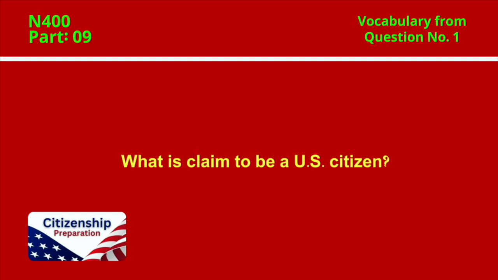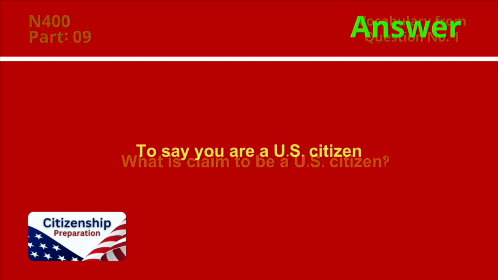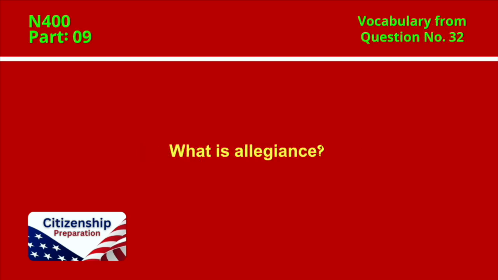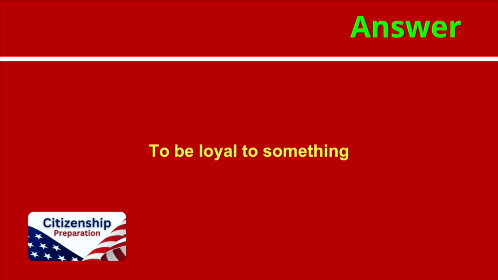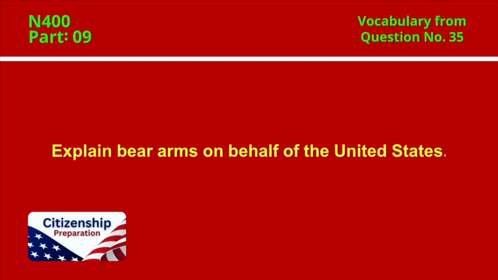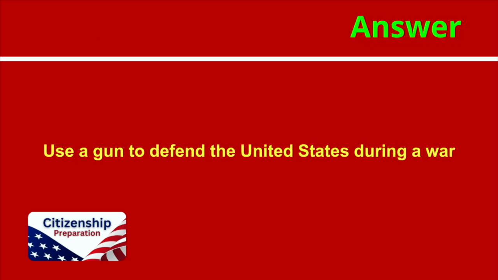What is claimed to be a U.S. citizen? To say you are a U.S. citizen. What is allegiance? To be loyal to something. Explain, bear arms on behalf of the United States. Use a gun to defend the United States during a war.